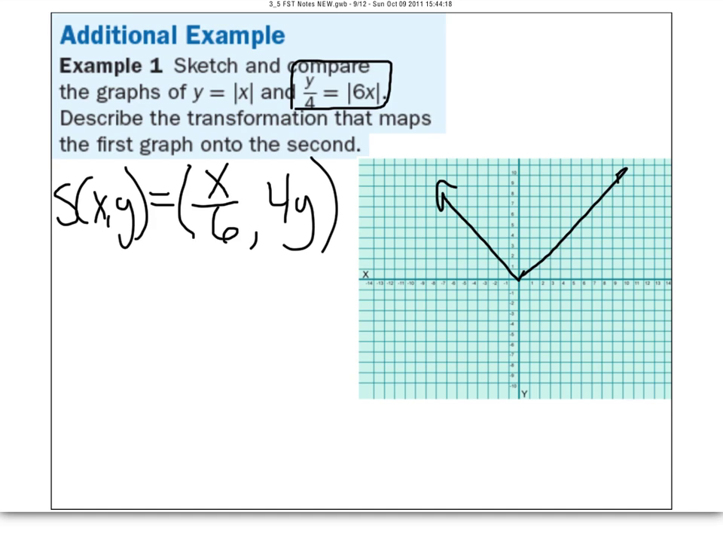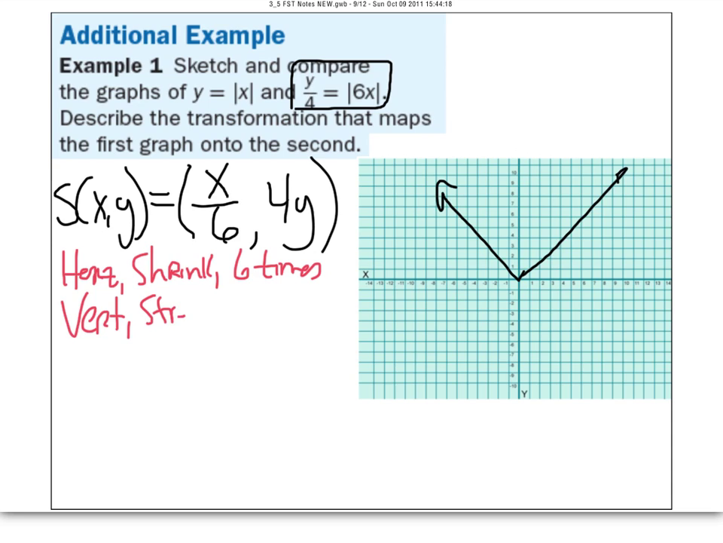Well, what's happening to this? Well, in words, I would say there's a horizontal shrink 6 times. And then there's a vertical that's being stretched because it's getting larger 4 times. So what you're going to see is this thing is going to shrink inward that way, but it's going to stretch upward that way. Okay.